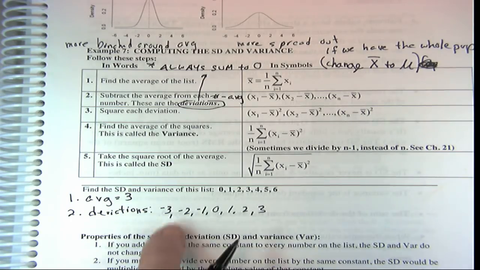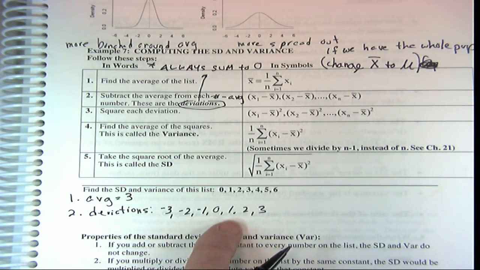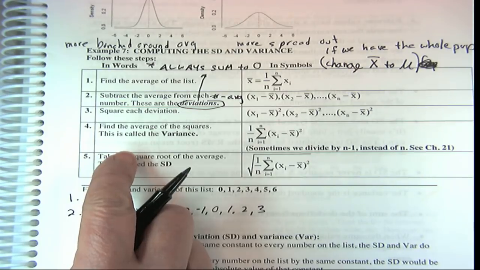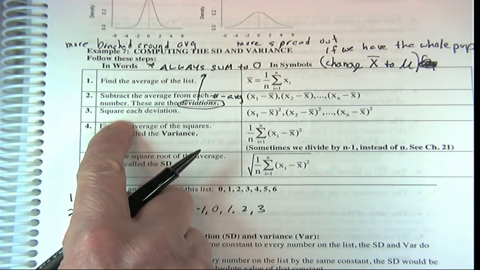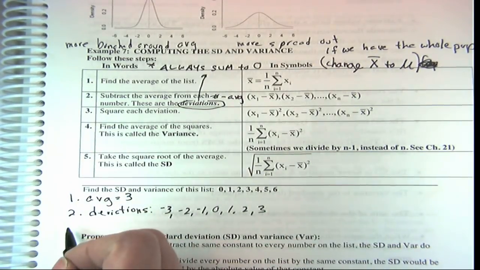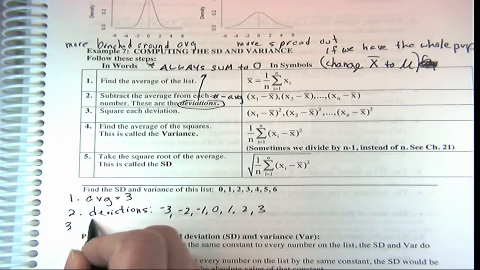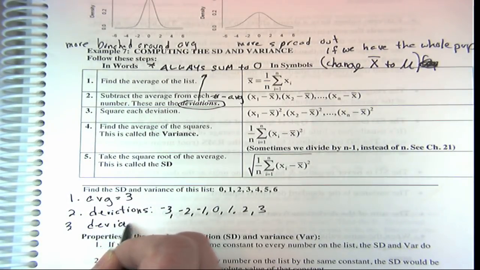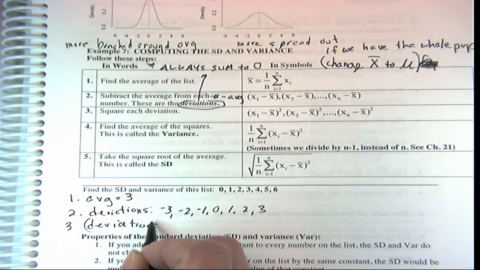So what we tend to do instead, another way to get rid of these signs, is by squaring. So we're going to square each deviation, okay? So that's what we're going to do here. If you square the deviations, you get rid of the sign.